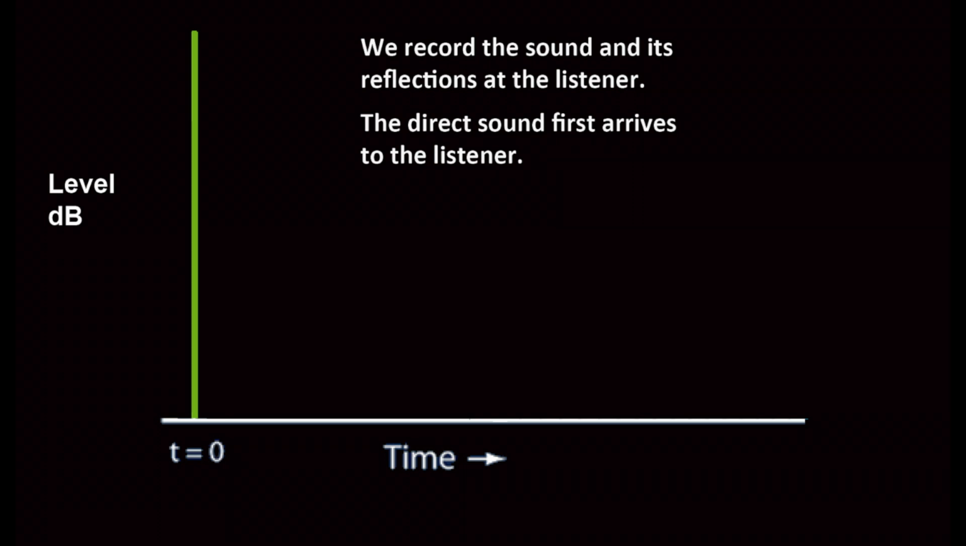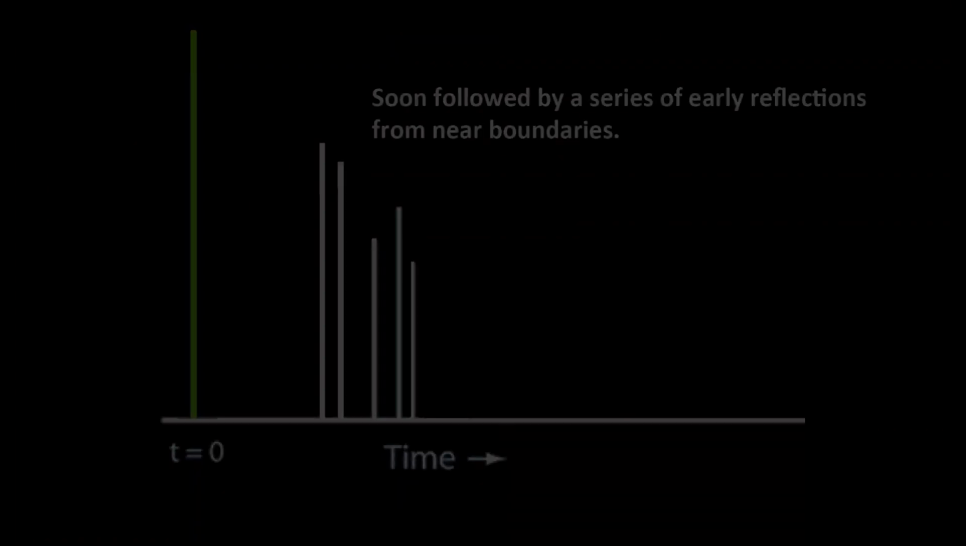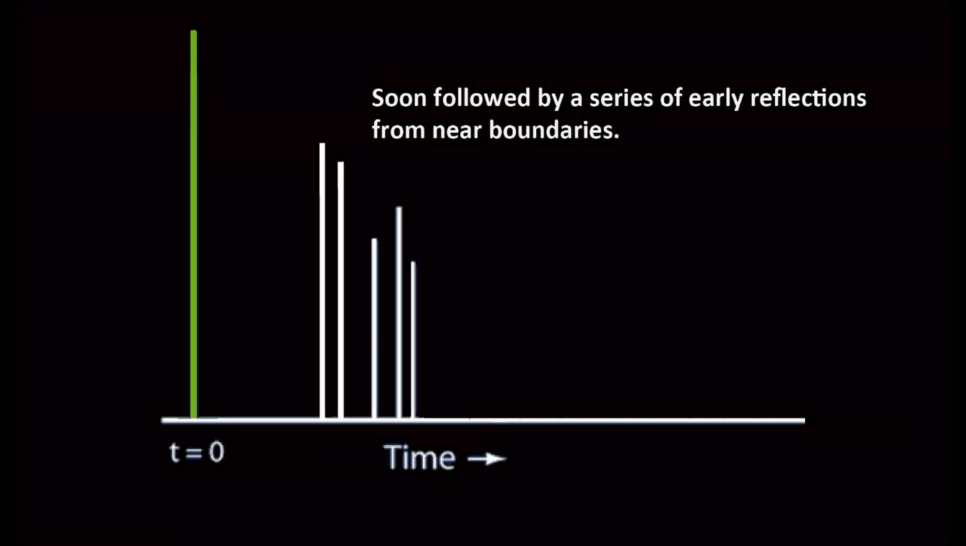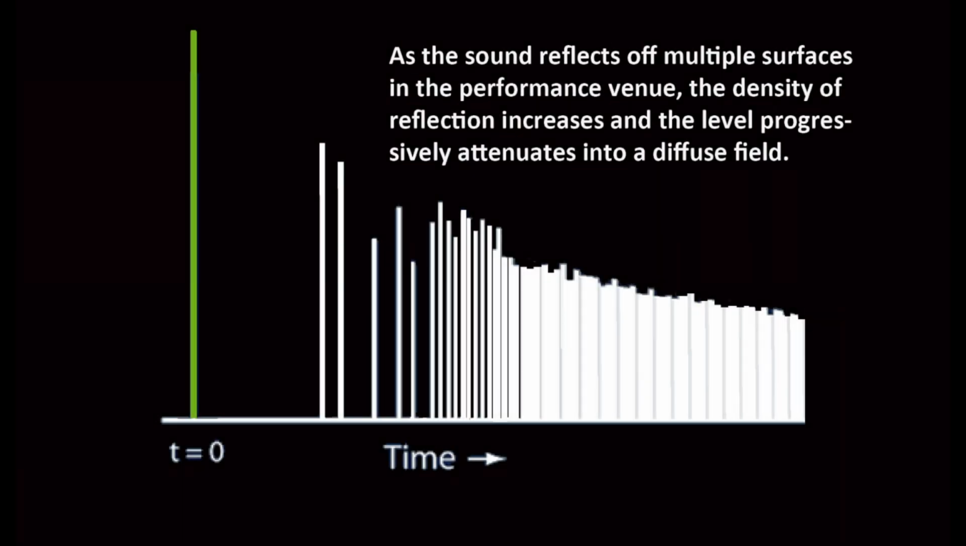The direct sound first arrives to the listener. This direct sound is soon followed by a series of early reflections from nearby boundaries. As the sound reflects off multiple surfaces in the performance venue, the density of reflection increases and the level progressively attenuates into a diffuse field. All the cues regarding venue size and liveliness are found in the time relationship and energy ratios of early reflections and the later diffuse field to the direct arriving sound.